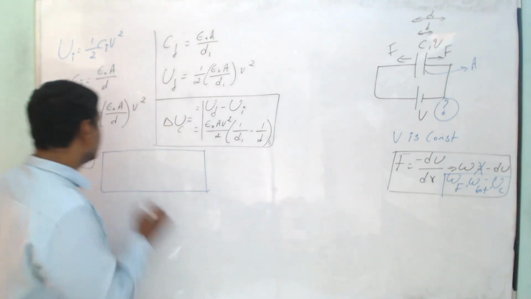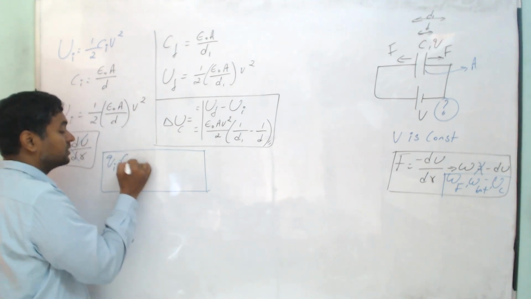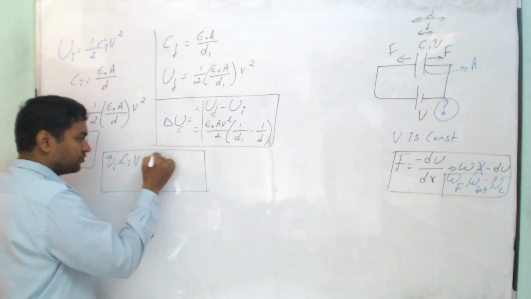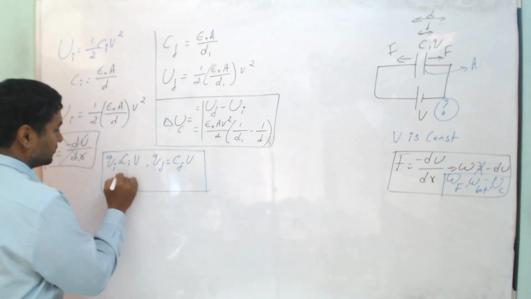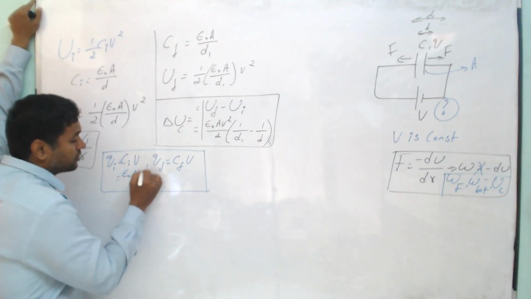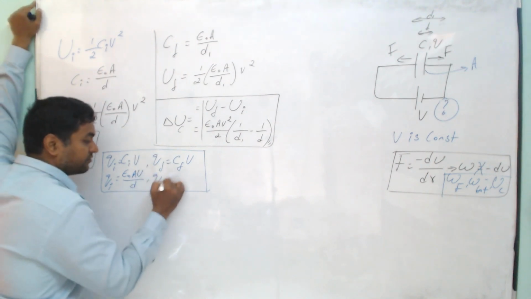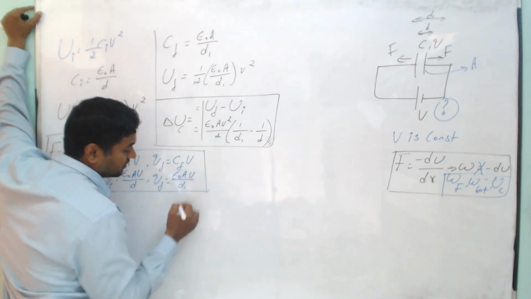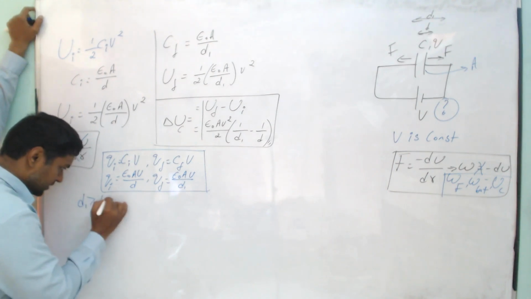Yes, sir. My Q initial is equal to C initial into potential V. Correct? My Q final is equal to C final into potential V. What is capacitance initially? Epsilon naught A by D. Epsilon naught AV by D is my initial charge. Final charge on the capacitor is epsilon naught AV by D1. D1 in our case is greater than D, correct?